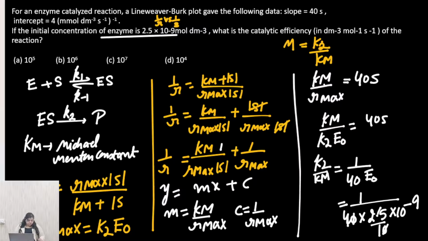So it's going to go in the numerator and the answer we will be getting is 10 raised to the power of 7. So the epsilon value is 10 raised to the power of 7. So this is going to be the answer for it, right? So option C becomes the correct one, right?